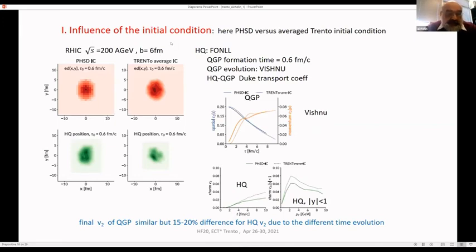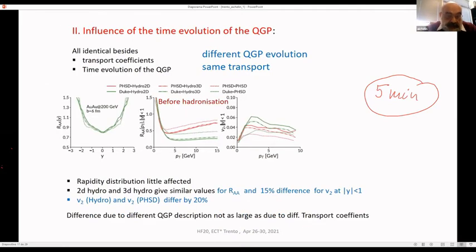Now, the influence of the initial condition on the final result. We have two different initial conditions, the PHSD versus the Trento initial condition. Initial conditions are shown here in coordinate space, for the plasma and for the heavy quark positions. When we run it, we see that the spatial diffusion coefficient goes down and the momentum diffusion coefficient goes up, quite nicely, very similar. But if you look finally at the V2 of the charm quarks, especially at mid-rapidity, then we see the differences are relatively large. I mean, we are talking about 15%. So 15%, we can just have different results if we have different initial conditions.